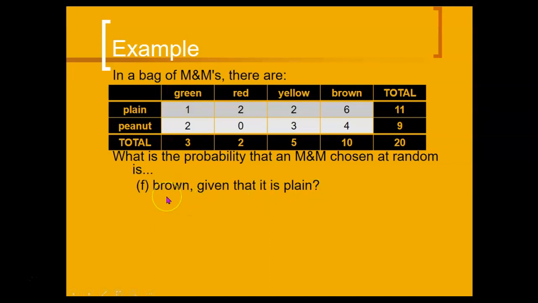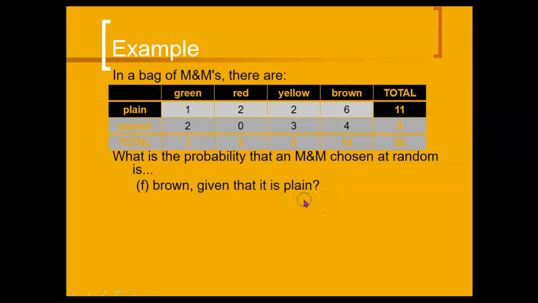What's the probability that it is brown given that it is plain? So now the condition is that it's one of the plain M&Ms, one of those 11. And in that case, the probability of it being brown, if it's one of those plain ones, is 6 out of those 11. 6 over 11, or 0.545.